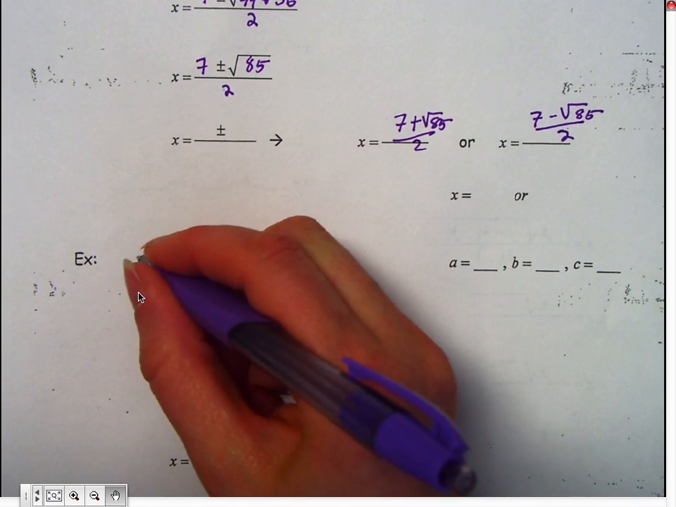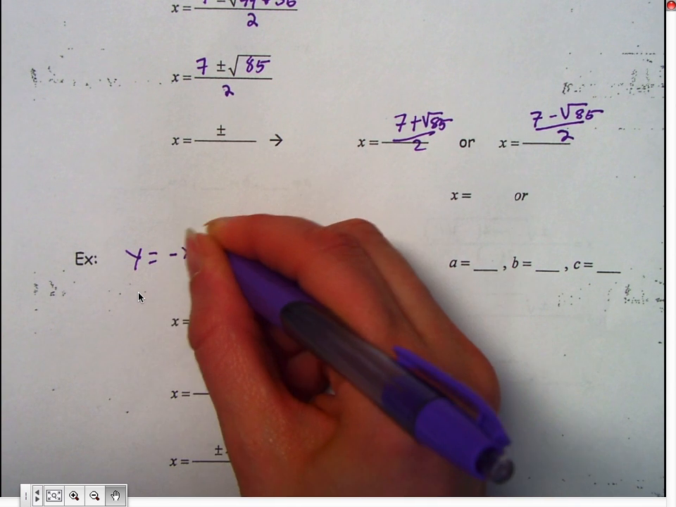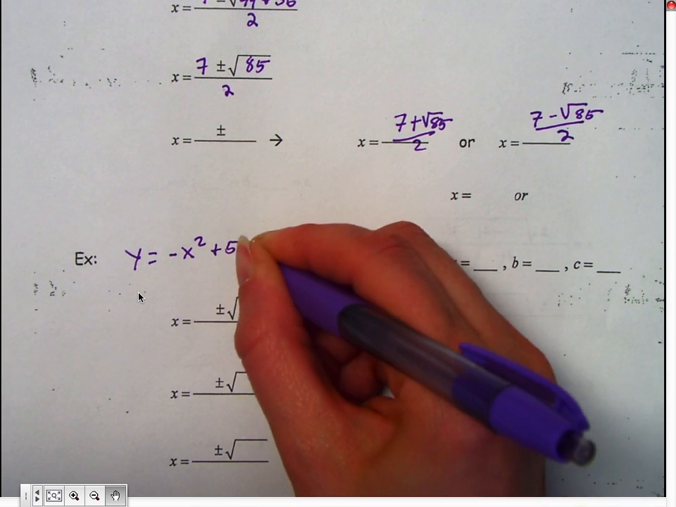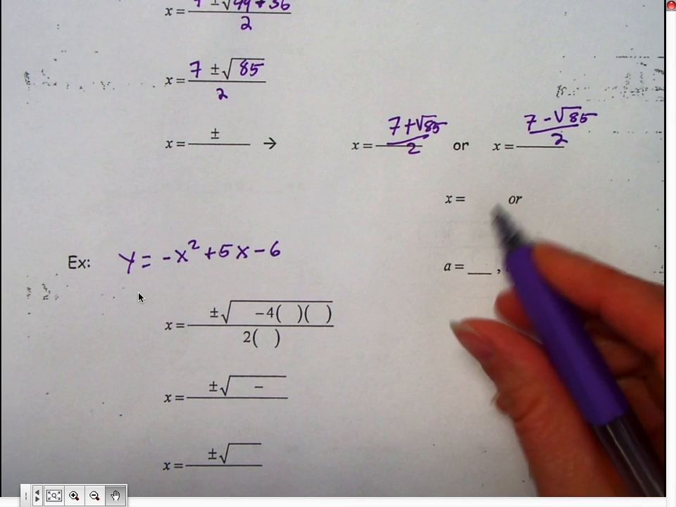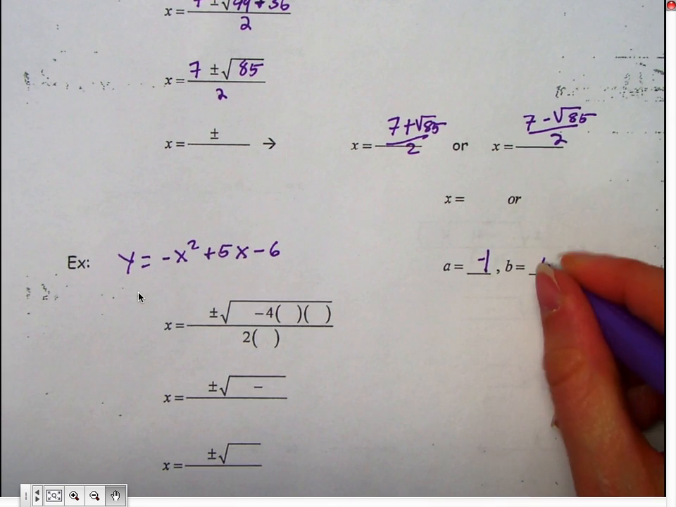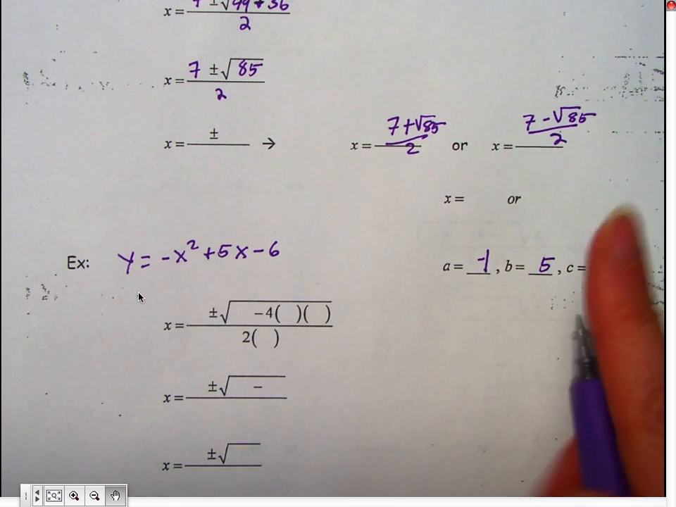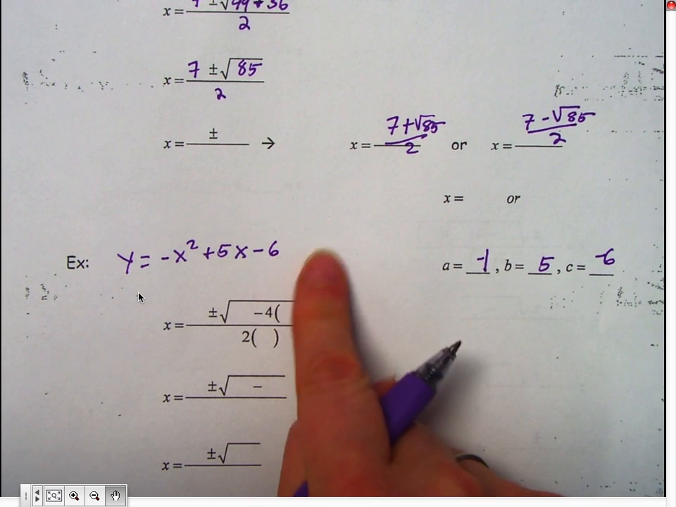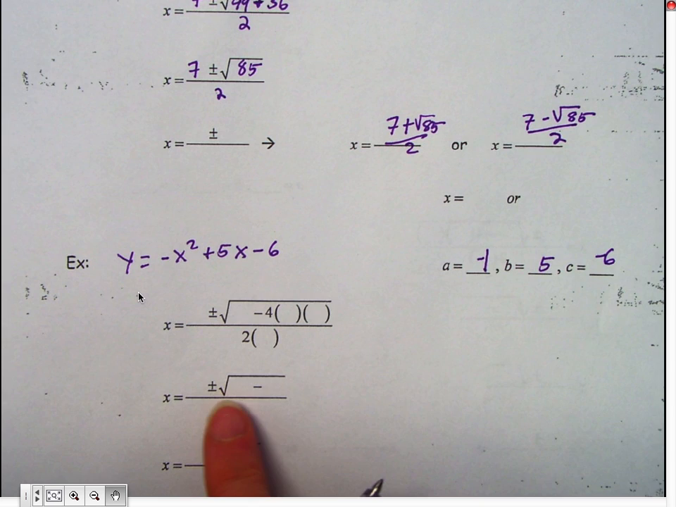We've got negative y equals negative x squared plus 5x minus 6. A is negative 1 because it's in front of x squared. B is 5 because it's in front of the x. And C is negative 6 because there's no variable next to it. I'm going to plug them in.